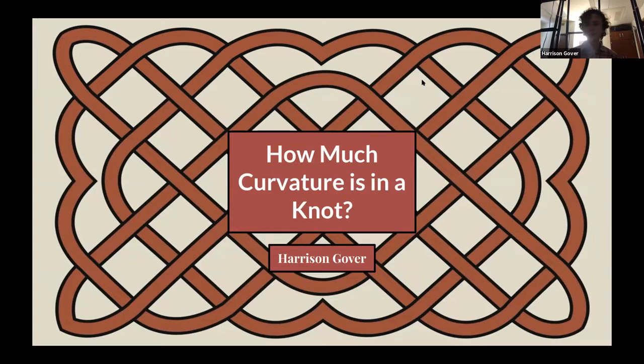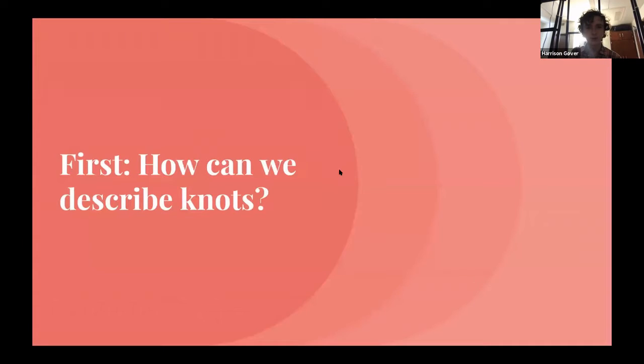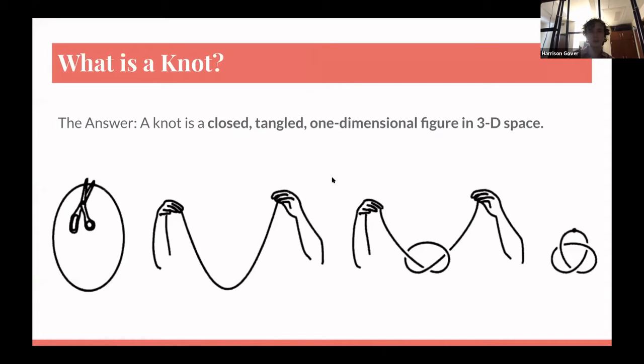Hey everybody, thank you all for coming. As he said, my name is Harrison Gover, and I'm going to be presenting my research. But in order to present my research, first we have to discuss how we can describe knots. And that starts with, first, what a knot is. A knot is a closed, tangled, one-dimensional figure in 3D space.